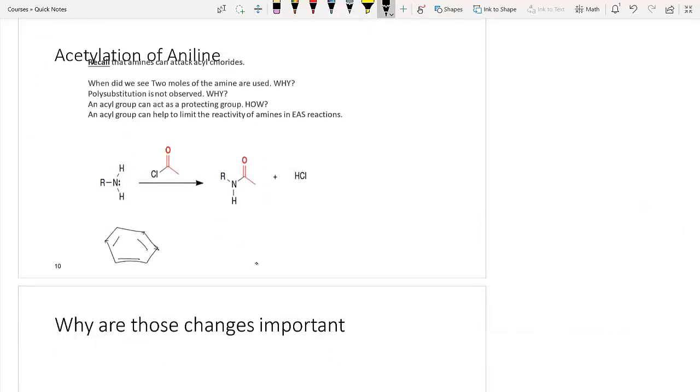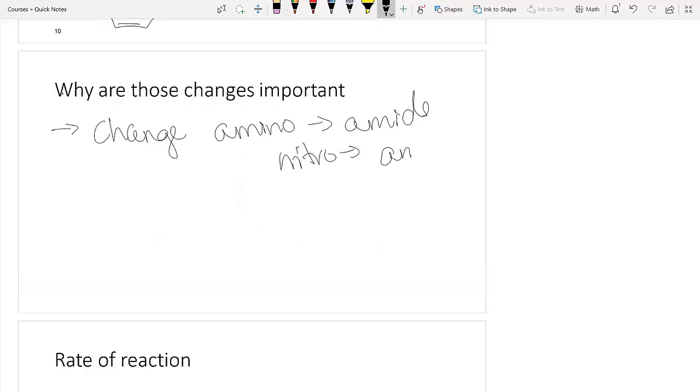Lastly is acylation. If you want to take an amino group on the ring and make it into an acyl group, we've already seen that in Unit 1, and we'll talk about why these might be important later on. So why are these changes important? Amino into amides, and remember, amides are not as good of an electron donating group as an amino group is.